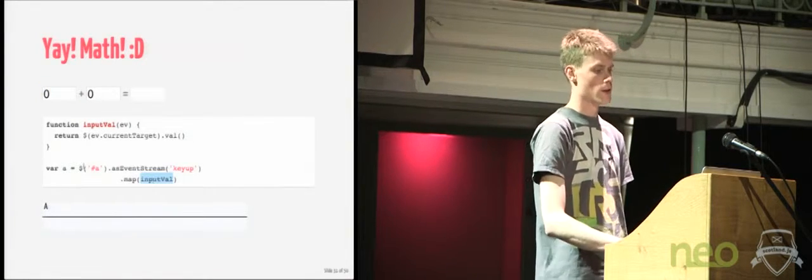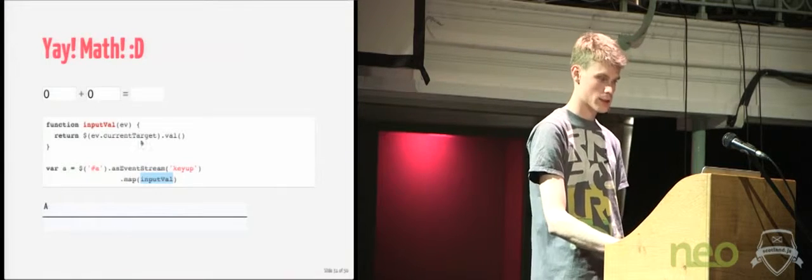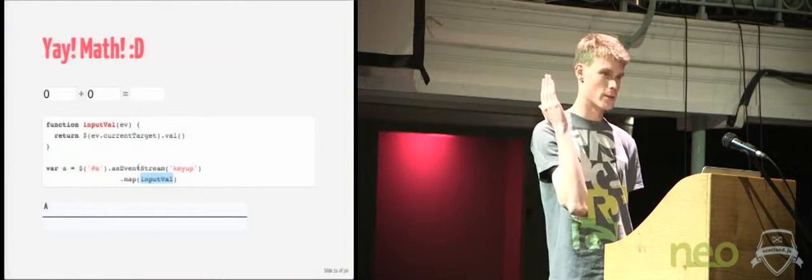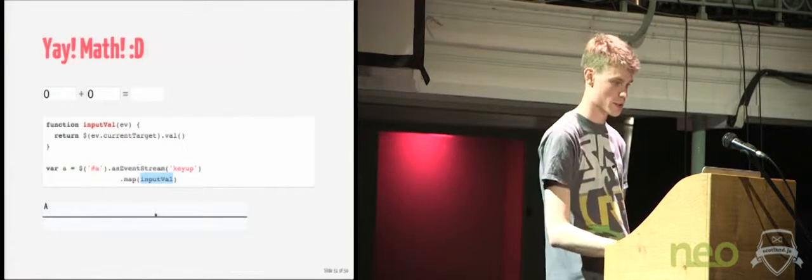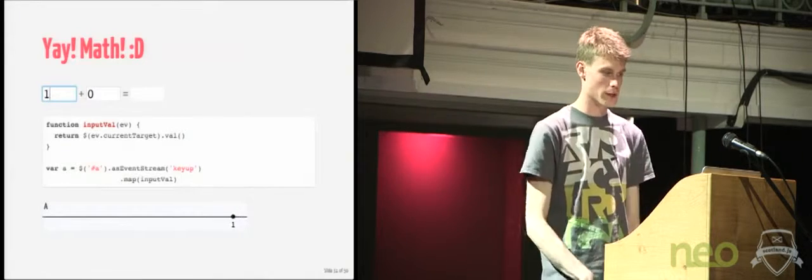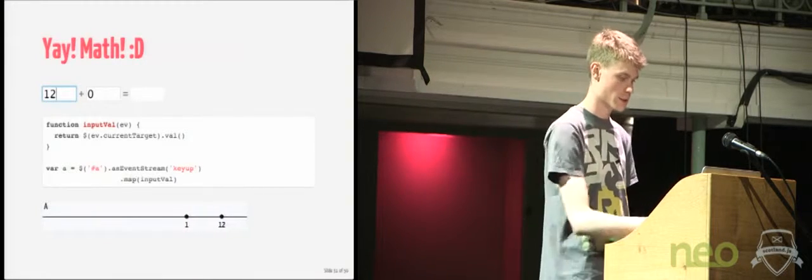So on every keyUp event on this input, we'll push a new value to an event stream, and then we'll create a new event stream which maps all of those values using this function. So I type a 1, we get a 1. I type a 2, we get 12. I type a 3, we get 123.